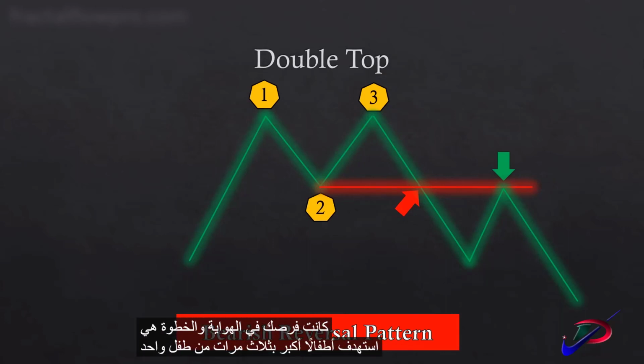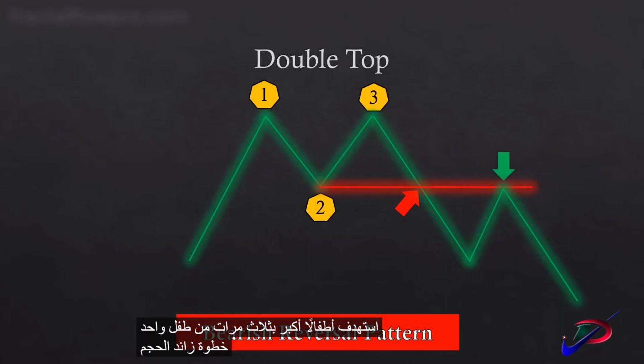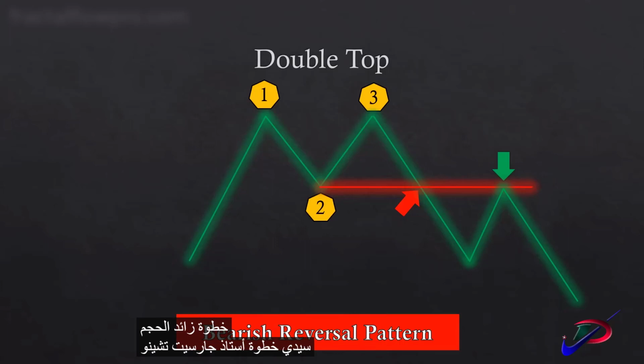The target should be at least 3 times as big as the stop-loss size. Once your stop and take profit targets are set, you should not move them at all. You need to wait for the market to either hit your stop or your target.